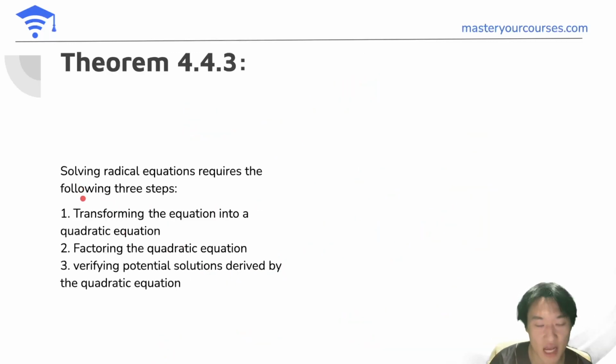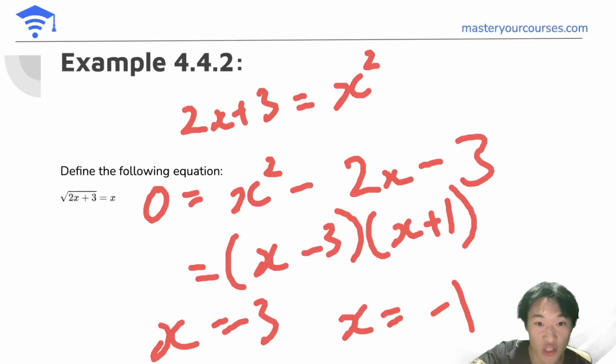So yeah, this is actually just kind of wrapping up what we've done. We have to transform the equation into a quadratic equation first. What does that mean? That's actually just the squaring that we just did. Then you have to factor that quadratic equation or use the quadratic formula to arrive at some solutions. Then finally, we want to verify the potential solutions derived from the quadratic equation by inputting them into your radical equation. So in this case, we have x is equal to 3 and x is equal to negative 1. Well, does this actually make sense?